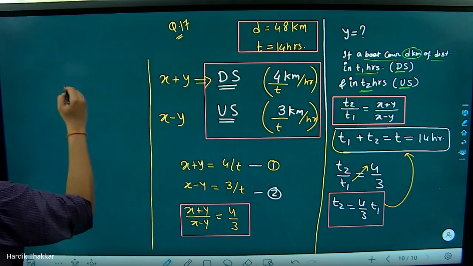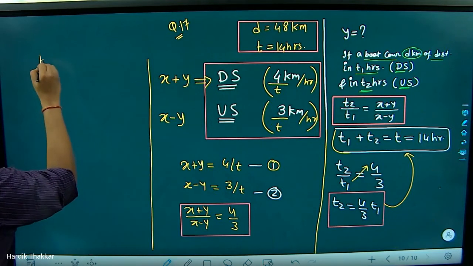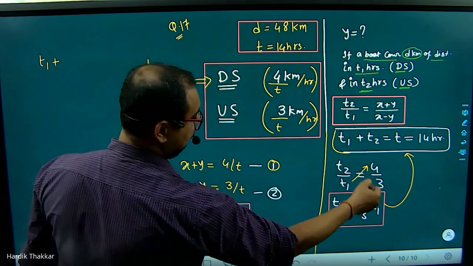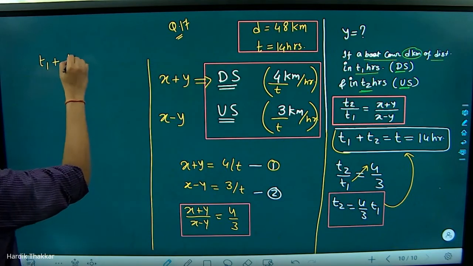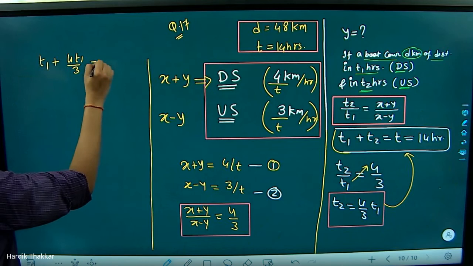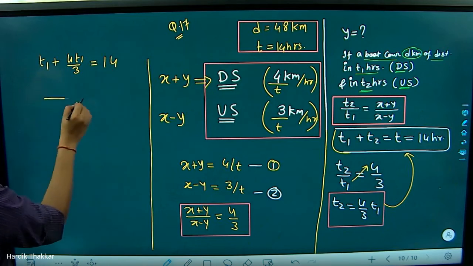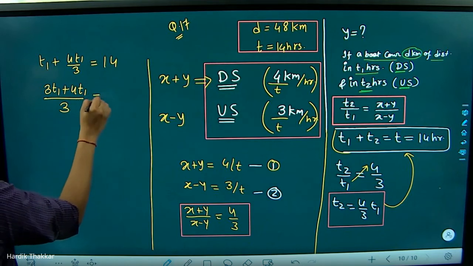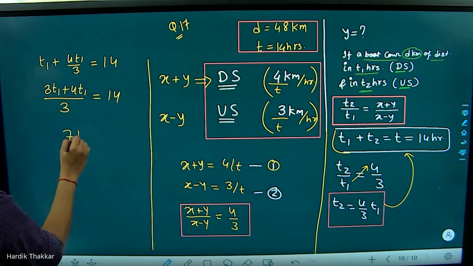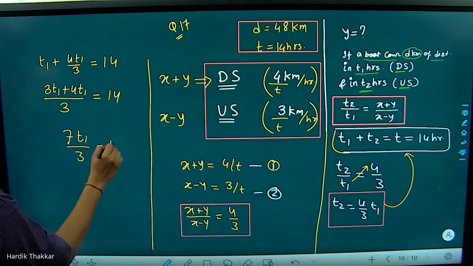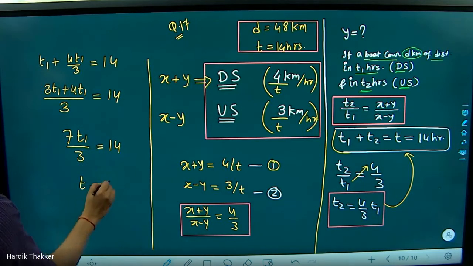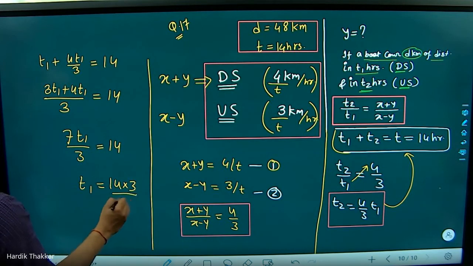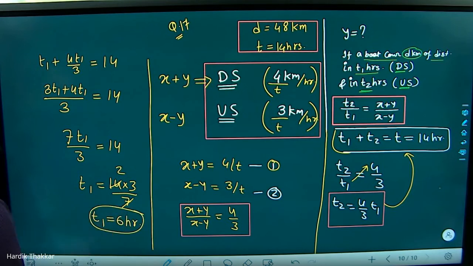So this equation will become t1 plus, in place of t2 we will write 4t1 upon 3, that is equal to 14. Now take LCM and it will be 3t1 plus 4t1, that is equal to 14. So 7t1 upon 3 is equal to 14, and you will get t1 is equal to 14 into 3 divided by 7. 7 ones are 7, 7 twos are 14. So t1 is equal to 6 hours. Correct? So you got t1 is equal to 6 hours.